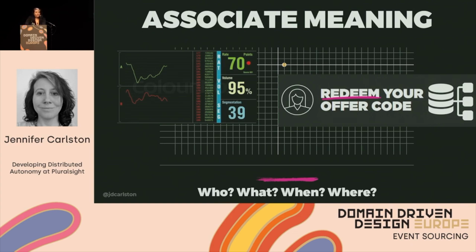As we observe, we begin to ask questions about what happened. We begin to understand its shape and measure. We associate meaning, information with the observed event data. We give it context.